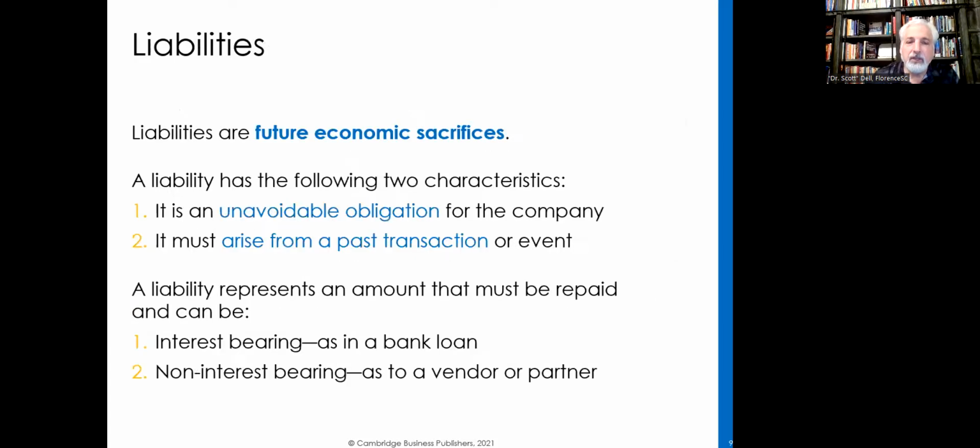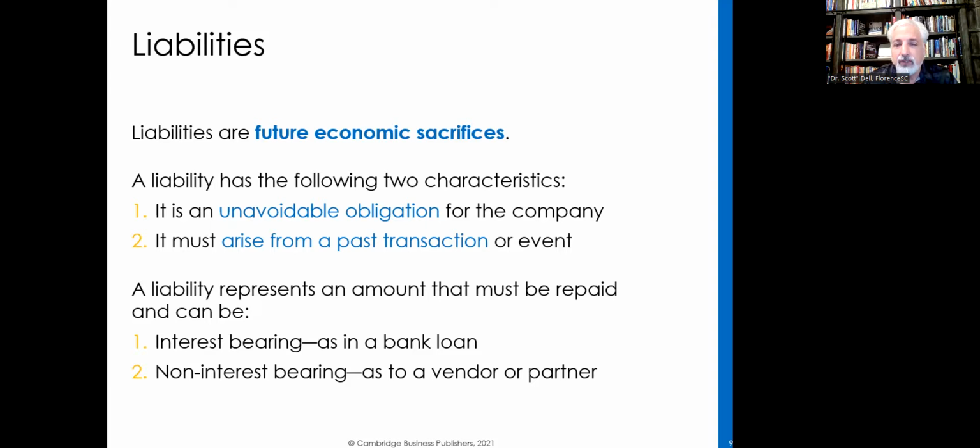Now we go to the other side. We have assets equals liabilities plus equity. Let's talk about our current liabilities. These are things we owe, or in this case, future economic sacrifices. And that's a good way to describe it. Two characteristics. It's an unavoidable obligation. We're going to have to pay it. We owe the money. We borrow bonds. We buy from a vendor and they give us credit. We have to pay them eventually. We have a utility bill. We put it on the books and we pay that eventually. Property taxes. Those are unavoidable obligations.